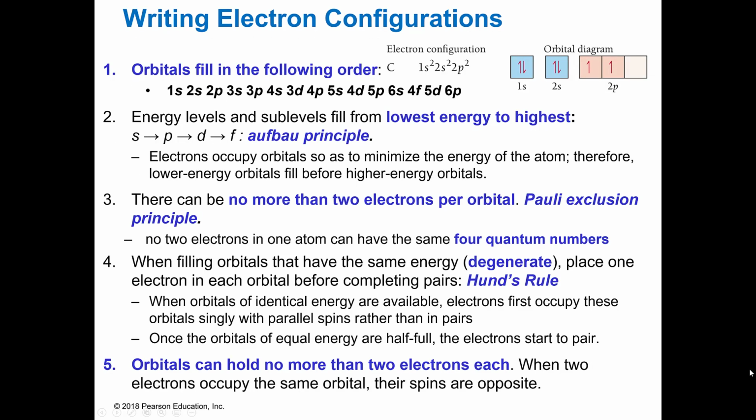So I've got your summary slide here for you to look at. Orbitals fill in the following order, and I have that order listed for you. Now, you can memorize that, and you've got to remember that 2 can go in S, and 6 can go in P, and 10 can go in D, and 14 can go in F. And if you can memorize that order, then you're good.